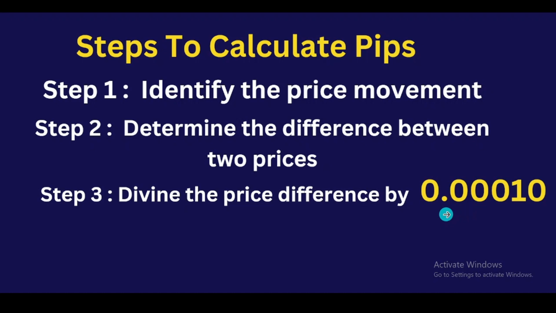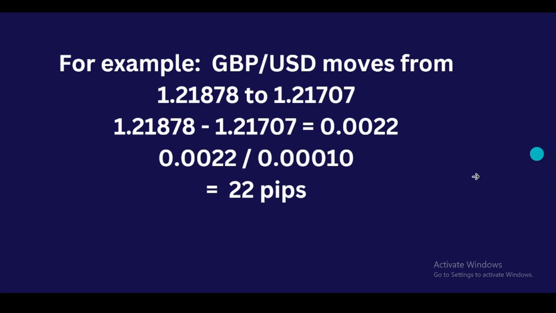This particular formula is for currencies that are quoted in 5 decimal places. All right, now let's go back. Look at here, this is the price here. I divided it by 0.00010 to get these pips now. So after dividing this, I got 22 pips. So this is how to calculate pips for GBP/USD, EUR/USD, pairs that are quoted in 5 decimal places.